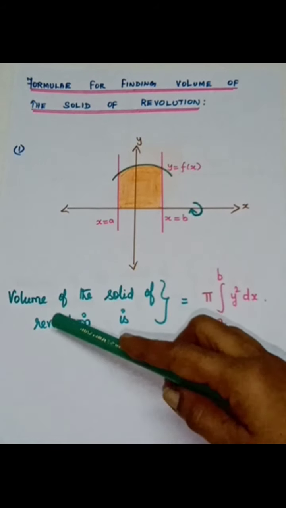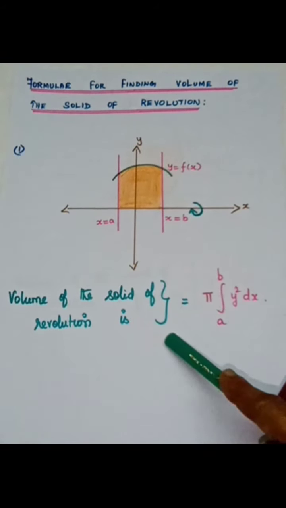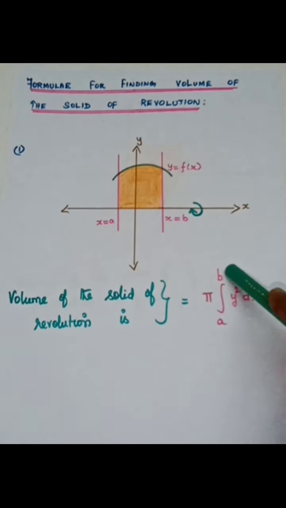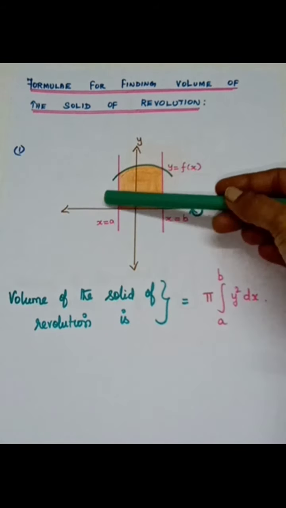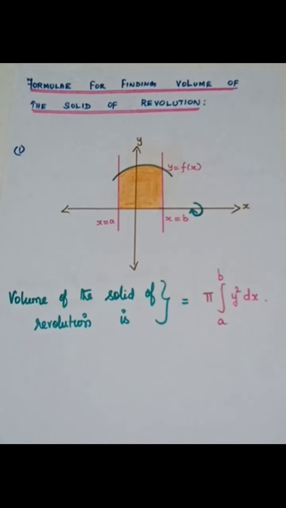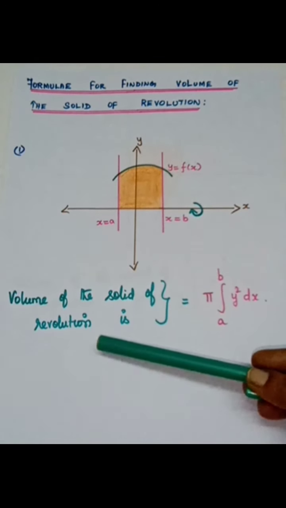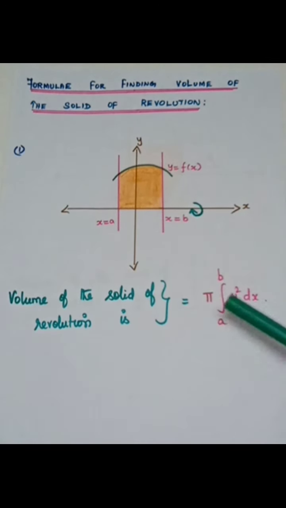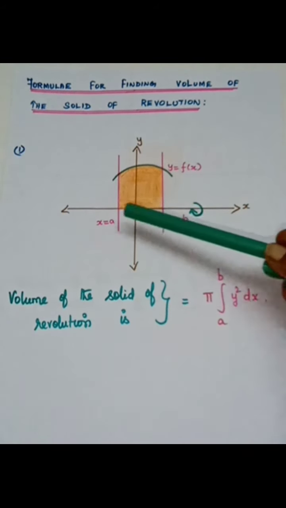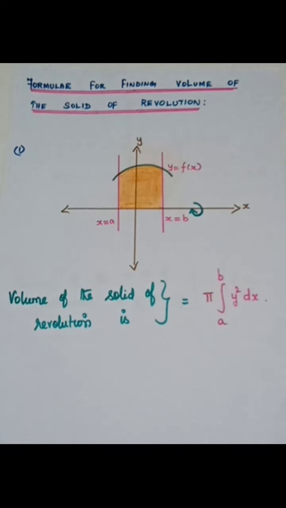The volume of the solid of revolution is the integral from a to b of pi y squared dx. See that? The bounded area has the curve on one side and the x-axis on the other, with x equal to a and x equal to b. When it revolves about the x-axis, you will get a solid. The volume of the solid of revolution about the x-axis is pi times the integral from a to b of y squared dx.